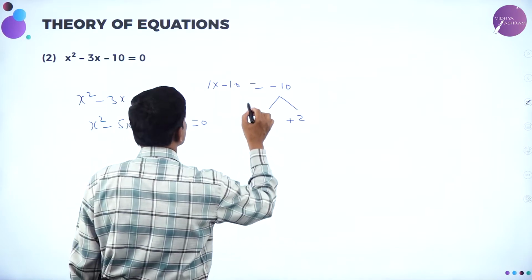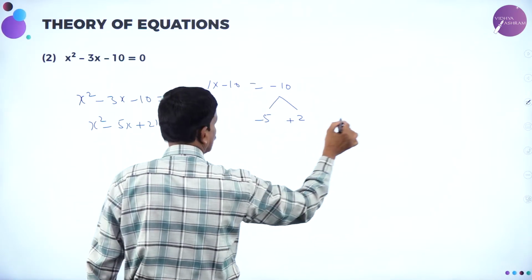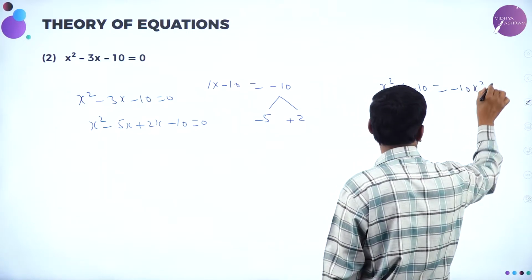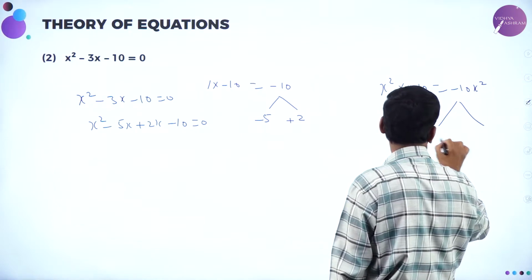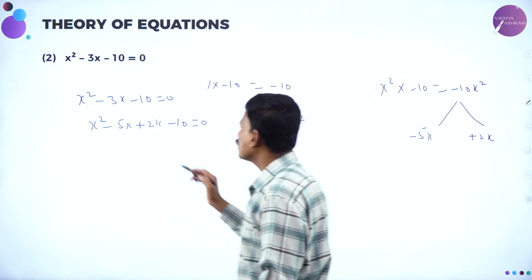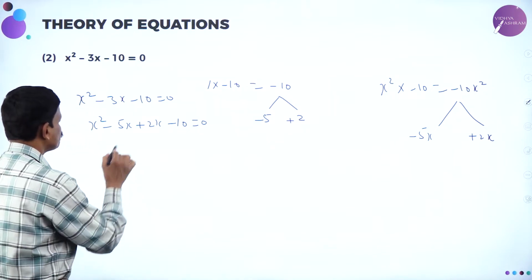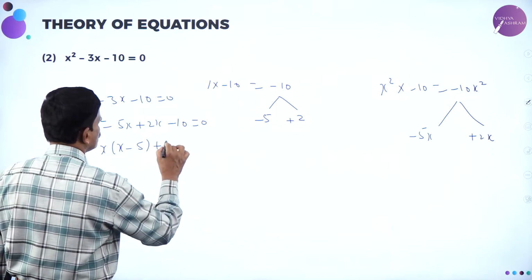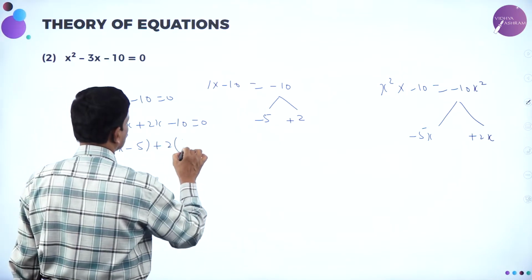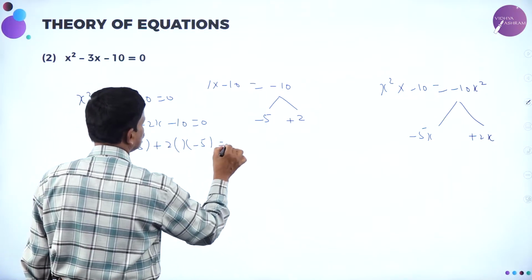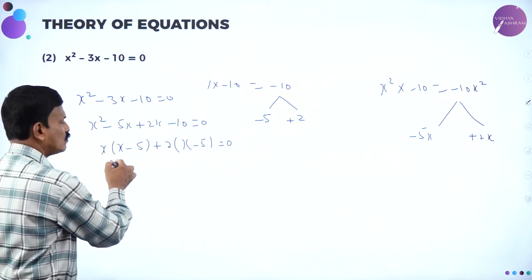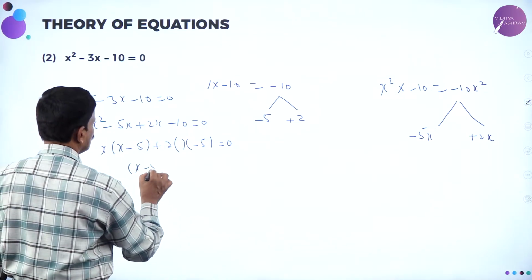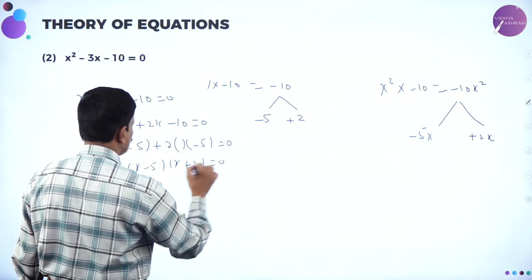See, x square into minus 10 is minus 10x square, which can be factorized as minus 5x into plus 2x. Now here you can take the common factor, x is the common factor, x minus 5 plus 2 is the common factor, 2 fives are 10, is equal to 0. So x is the common factor, x minus 5, plus 2 is the common factor, x minus 5. In these two, what is the common factor? x minus 5 into x plus 2 is equal to 0.